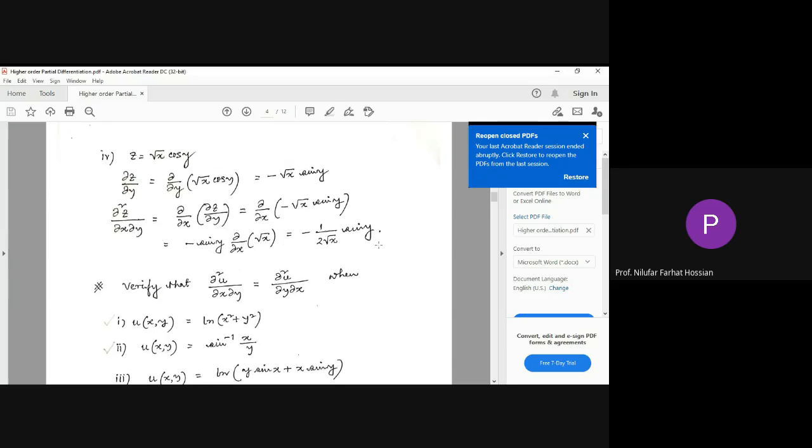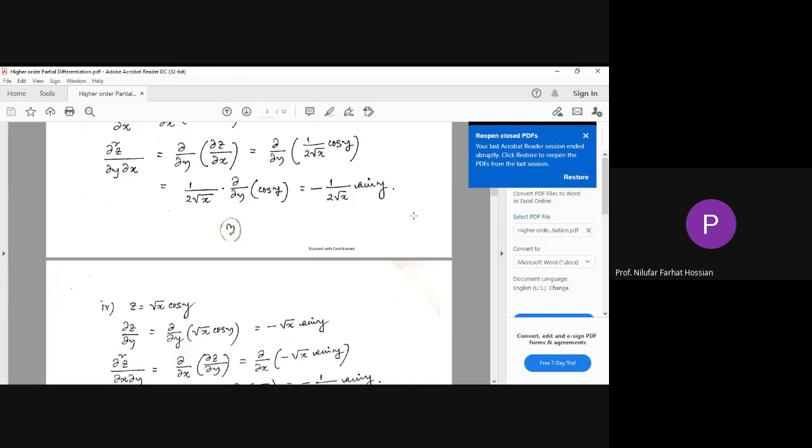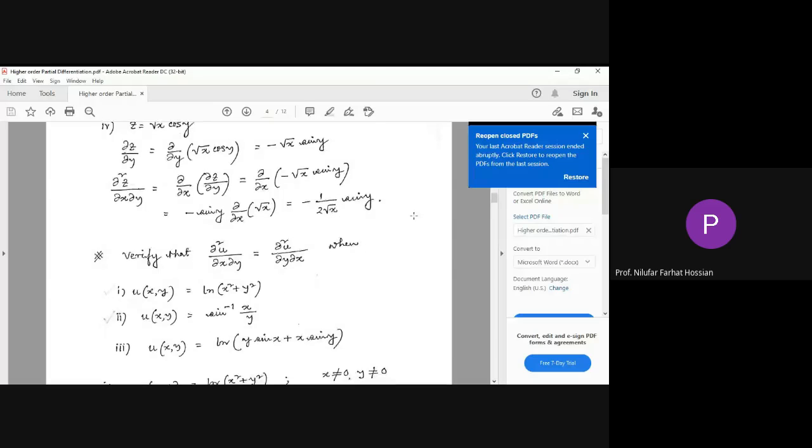And here you see both the mixed partial derivatives are same. Here these two partial derivatives are continuous everywhere except at x equal to 0. At x equal to 0 it is not defined, but except at x equal to 0 these two partial derivatives are continuous everywhere. That's why these two are same.